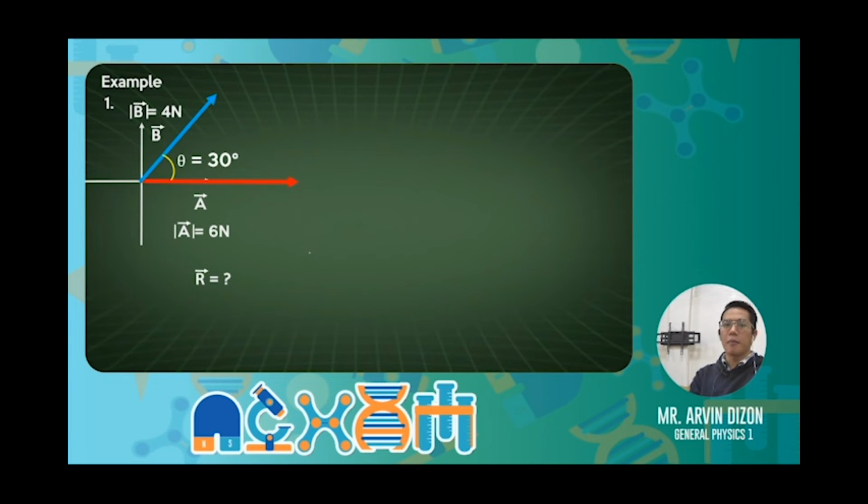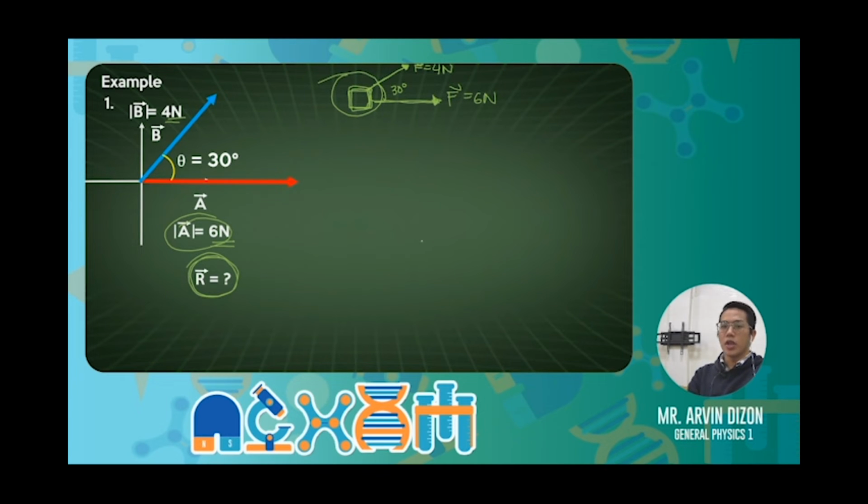Okay, for our first example, we're going to try to find the resultant vector of vector A and vector B. Vector A has a magnitude of 6 newtons and vector B has a magnitude of 4 newtons. So let's have some sort of example here. For example, we have here a box, a heavy box, being pulled by a crane towards this direction. That would be vector A, with a force of 6 newtons. And it's also being tied by a rope that is directed in this direction with an angle of 30 degrees and being pulled with a force of 4 newtons. Now, what will now be the resultant vector of this situation?